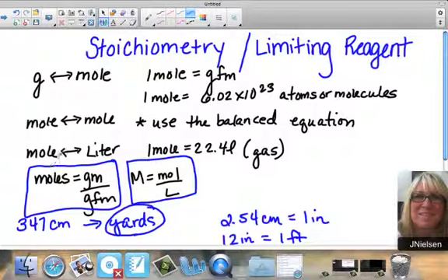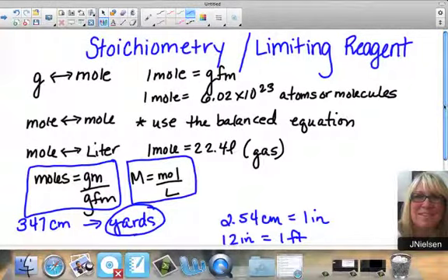Additionally, we might be converting between moles and liters, or liters and moles. Remember that 1 mole equals 22.4 liters if it's a gas. Sometimes we'll be using the molarity formula to figure out how many moles of a substance I'm starting with if it's a solution, and then use dimensional analysis to finish the problem.